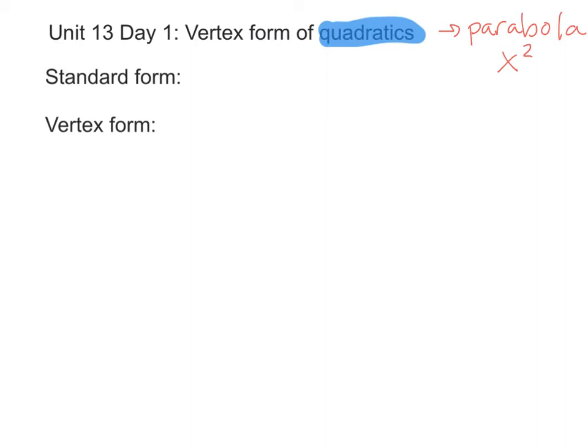We've been dealing the whole time in standard form, ax squared plus bx plus c. That's what we've been looking at. From right now, we're going to focus on vertex form, which looks a little different. We've got a times x minus h squared plus k. Okay, so this is called the vertex form.